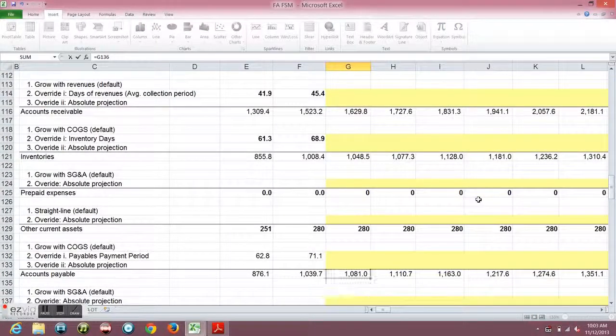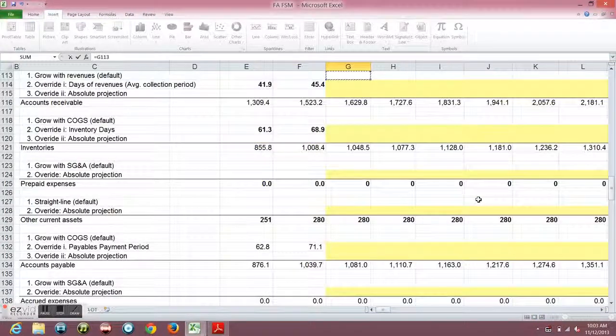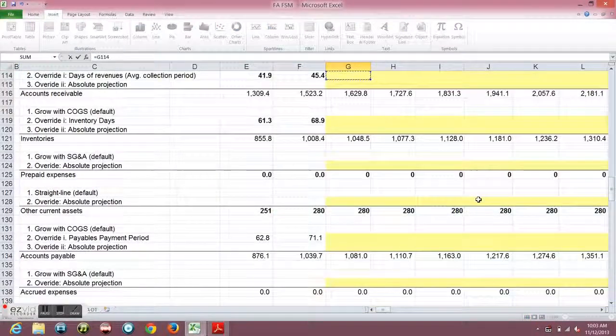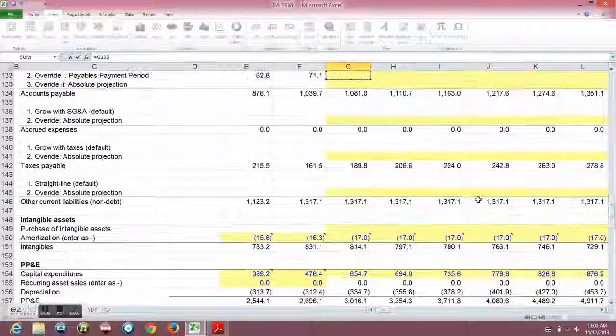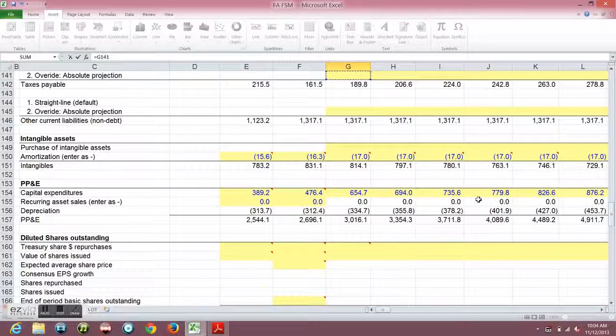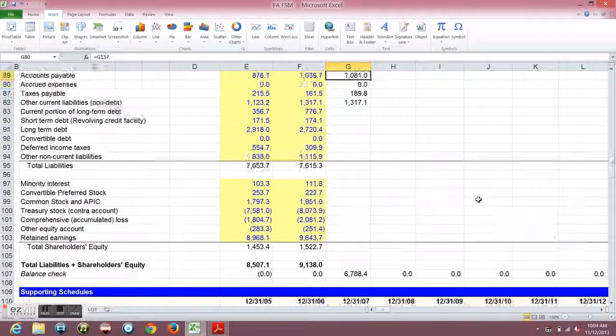Accounts payable, we have done that. Accrued expenses, we have done that, which is going to be over here. Taxes payable, it's going to be over here. Current portion of other current liabilities, we have done that, it's going to be over here. Our debts, we haven't done that yet. Our deferred income taxes, I think we have done that. Let me check. Okay, we haven't done that yet. Alright, let me see if there's anything else.